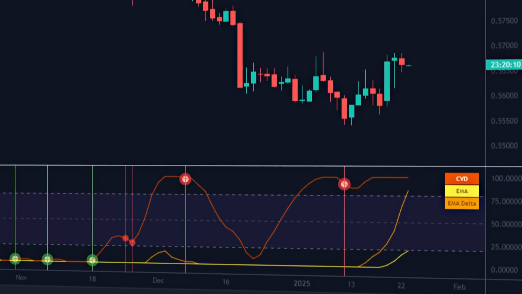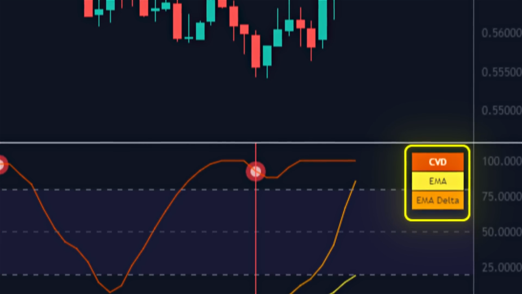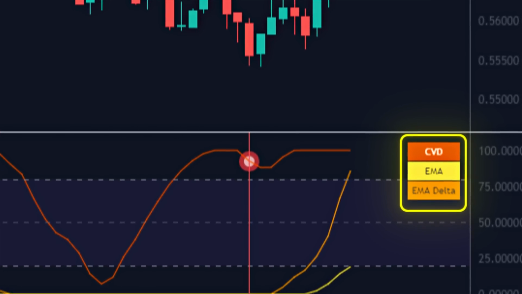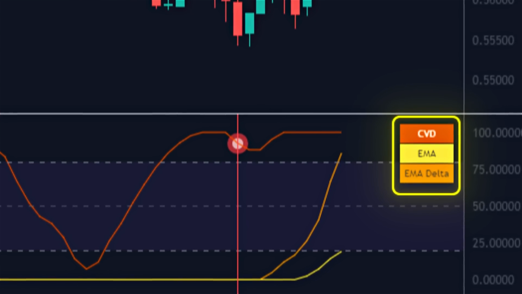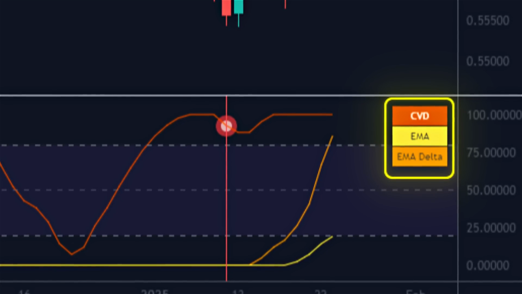The indicator is made up of 3 lines that represent different values: the CVD to measure volume pressure, the EMA for the price range, and the EMA delta for the trend. Each line has a specific role, and their interaction generates the signals we're looking for.